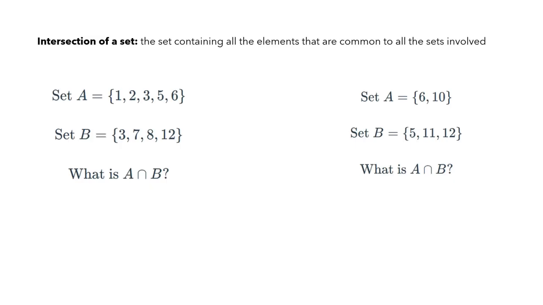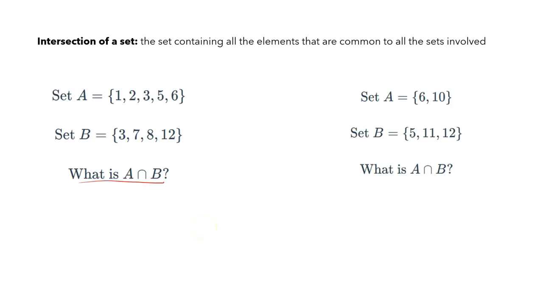Now, if you have an intersection of a set, some notation for an intersection is going to be this upside down U. So if a problem asks you to find the intersection of the set, or maybe it gives you this notation, that's going to be the things that they have in common.